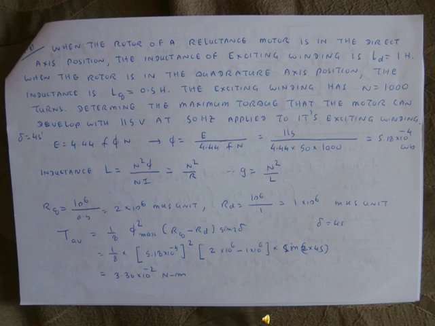So the problem is given the reluctance motor: in the direct axis position, the exciting winding inductance is 1 Henry, and in the quadrature axis position, the inductance LQ is equal to 0.5 Henry.